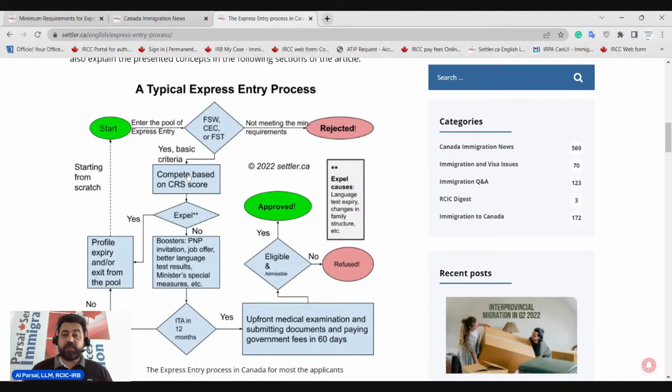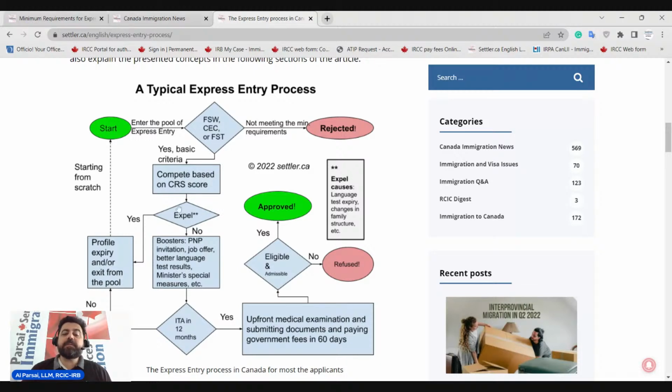They will give you a score called CRS score, or Comprehensive Ranking System score. Based on the CRS score, which is between 0 to 1200, you compete with the rest of the population. Right now, the lowest score in the last draw was 504, which is huge, by the way. But hopefully it will drop soon.